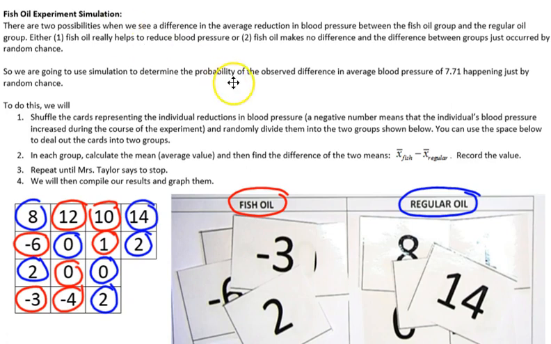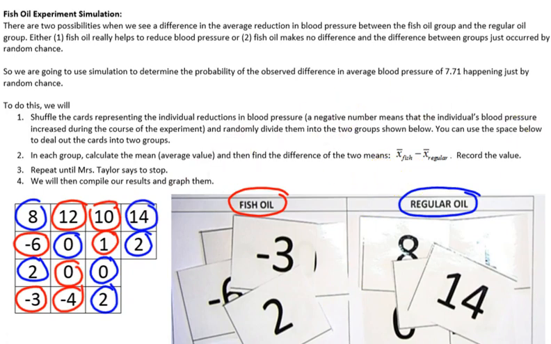And here's how this worked. I printed up cards with all of the 14 blood pressure differences for the 14 individuals in this experiment. I don't know if they were all men. I cut them apart and made them into cards like this. We shuffled the cards, and we randomly dealt 7 into each group. So we're assuming that these blood pressure differences aren't based on anything having to do with fish oil. They're just random variations, so we're randomly assigning them to 2 groups.